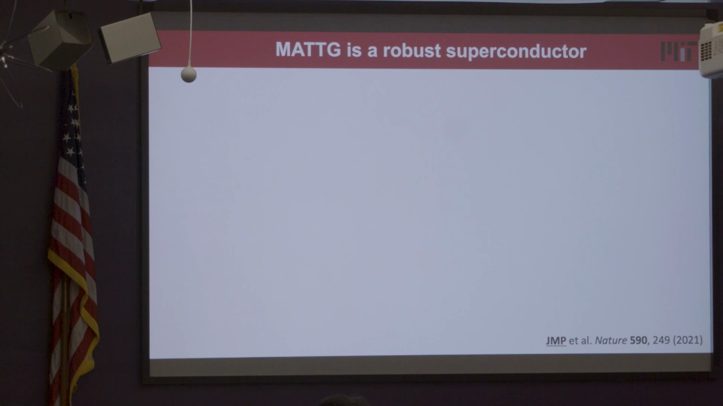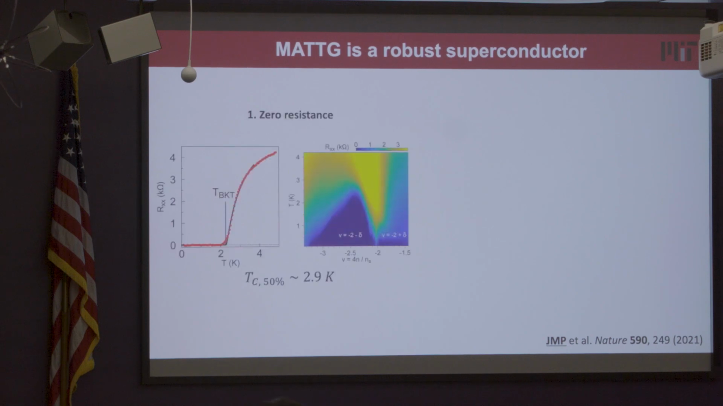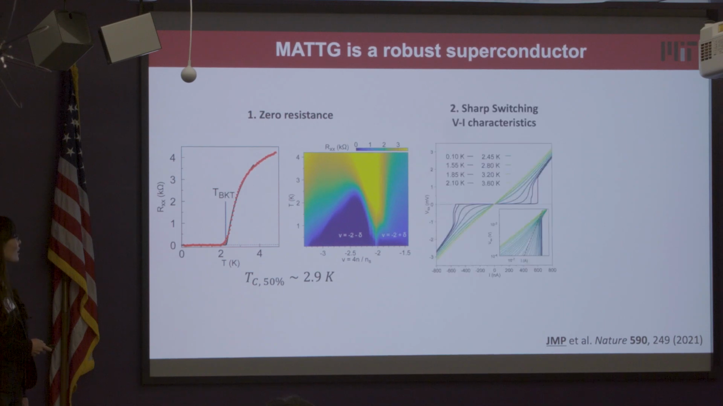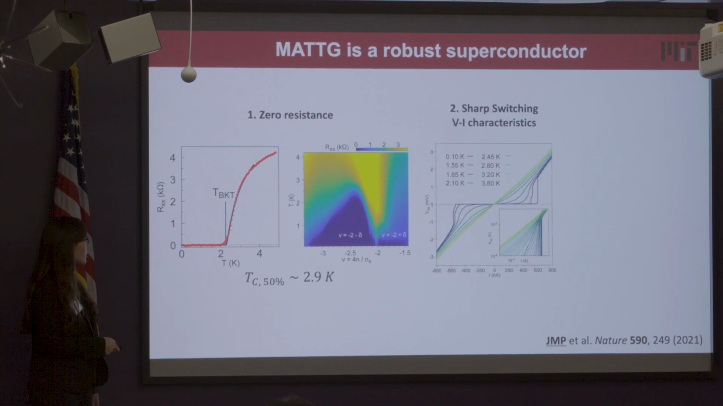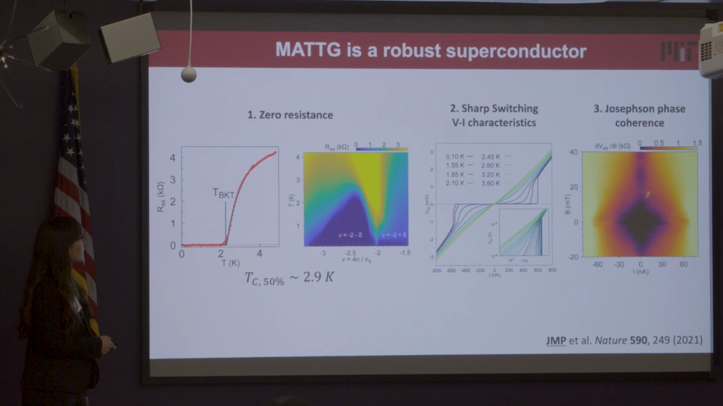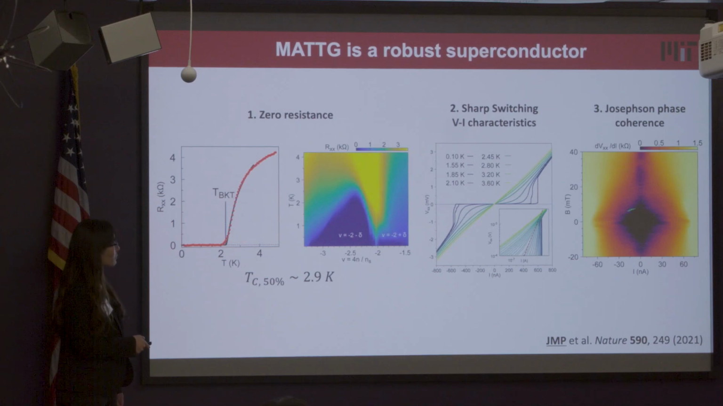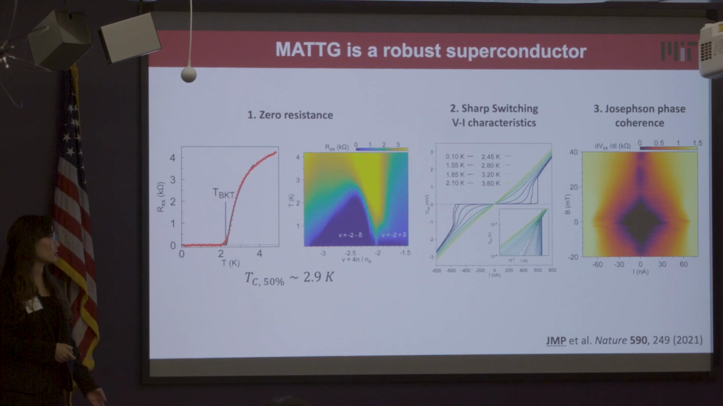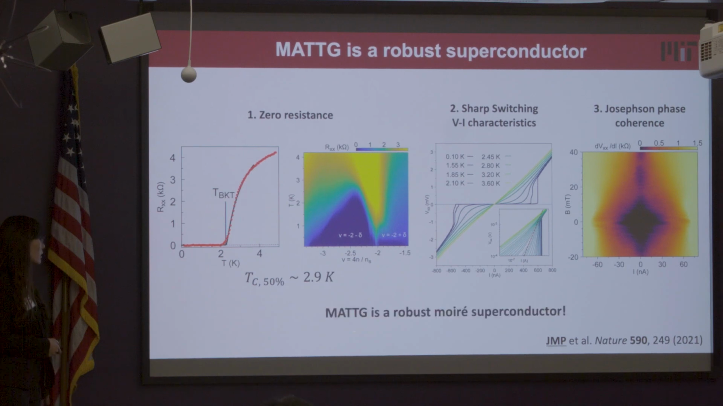Okay, so we have experimentally realized this system and found robust superconductivity with a TC of around 3 Kelvin, which is, I think, still the highest in our 2-dimensional Moiré community. We can also see sharply switching VI curves, which shows that it's a true 2-dimensional superconductor. And when we apply a small magnetic field, we see an oscillatory pattern called the Fraunhofer pattern, again showing that this is a real superconductor. So we have already found a low-density robust Moiré superconductor by making this magic angle twisted trilayer graphene.